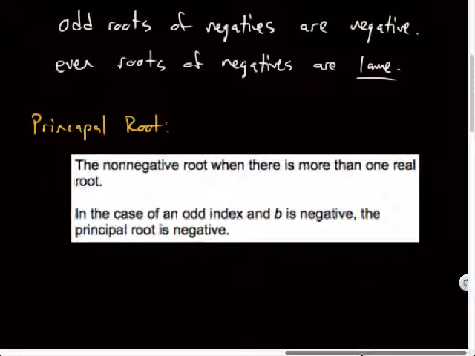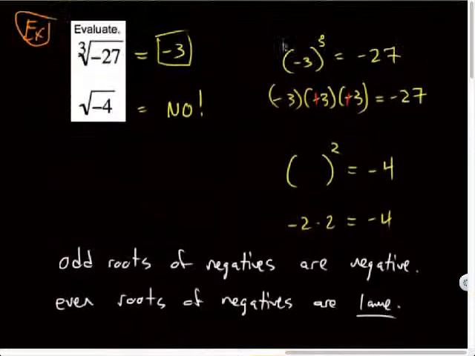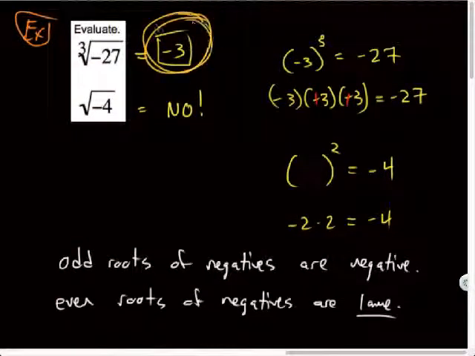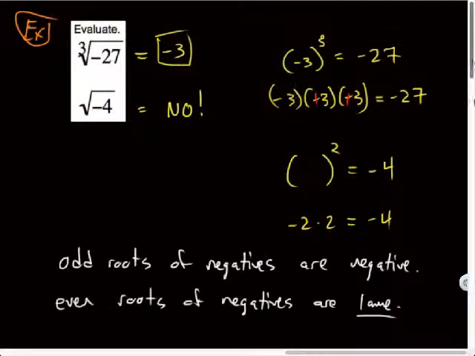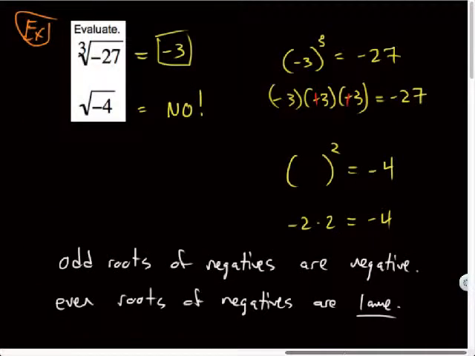The non-negative root, when there is more than one real root, is a principal root. So you don't have to write this part down. I'll come back to it at the end of the video. In the case of an odd index and b is negative, the principal root is negative. So in that example, negative 3 I could refer to as a principal root.